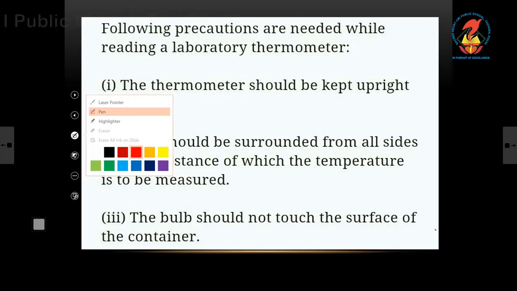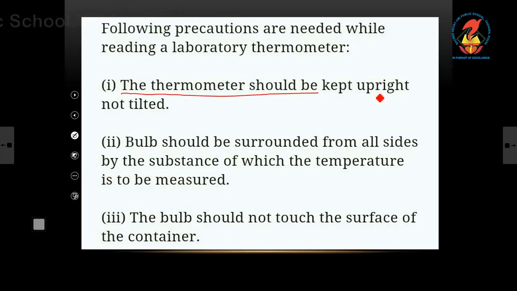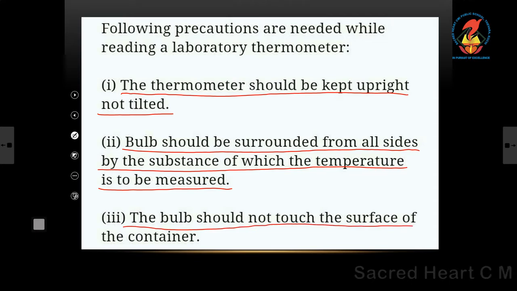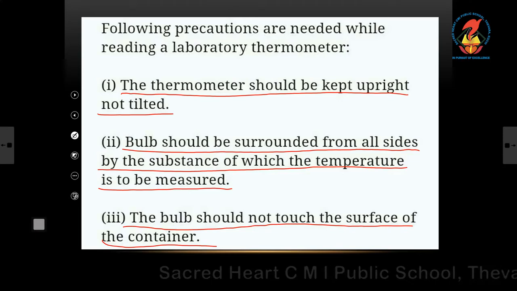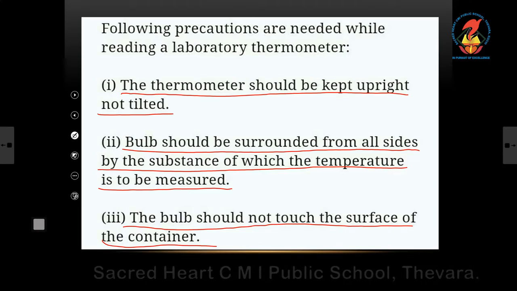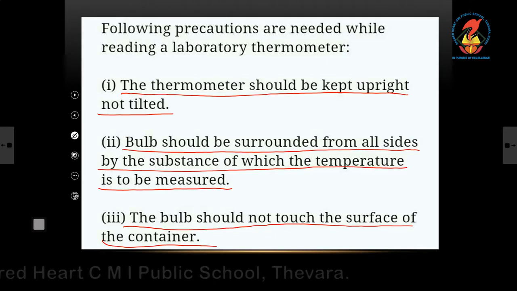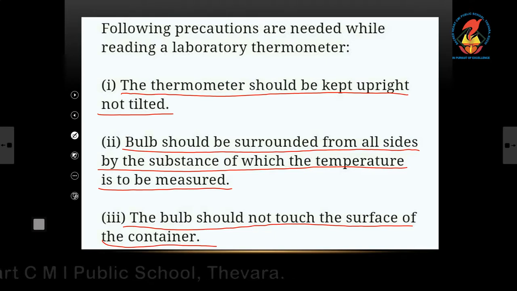These are the precautions needed while reading a laboratory thermometer. The laboratory thermometer should be kept upright, not tilted. The bulb should be surrounded on all sides by the substance whose temperature is to be measured. It should not touch the surface of the container. And the fourth point: while reading the thermometer, the level of the mercury should be at the same level as the eye.